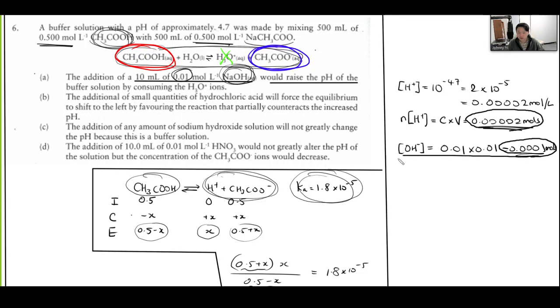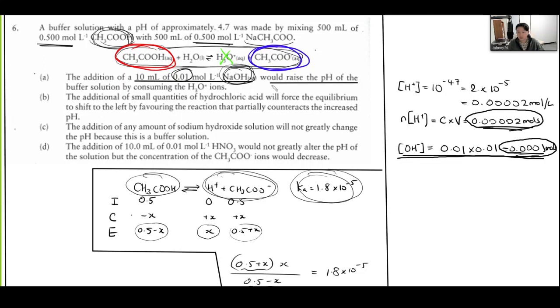This will be cancelled off. It's not really going to increase the pH. It can increase the pH slightly, just slightly, okay? We can work it out, but it's not going to change much. This is a buffer solution. I don't understand how you come to the conclusion that there's more of CH3COOH, because there's clearly way fewer moles of H plus than OH minus.